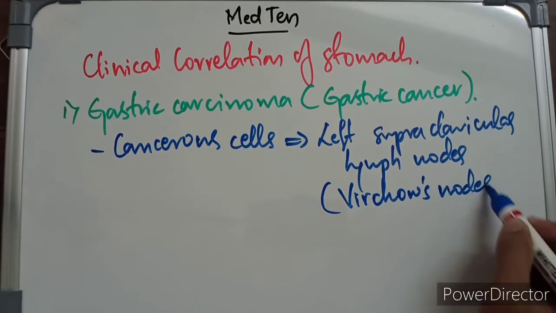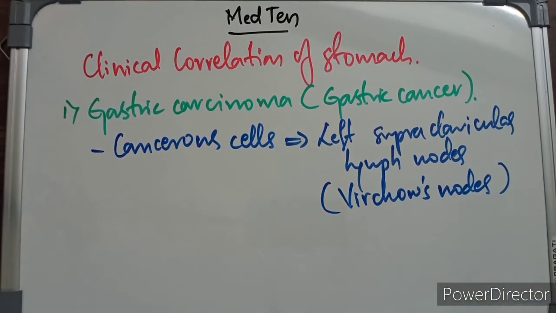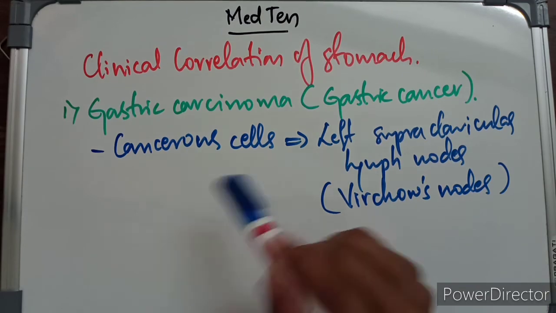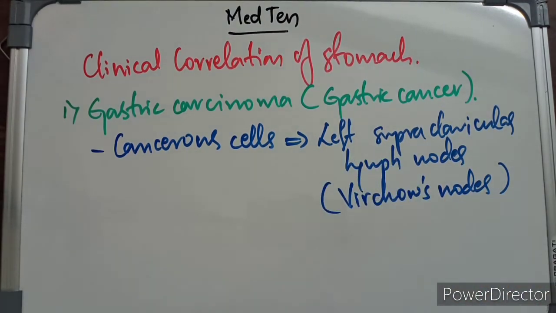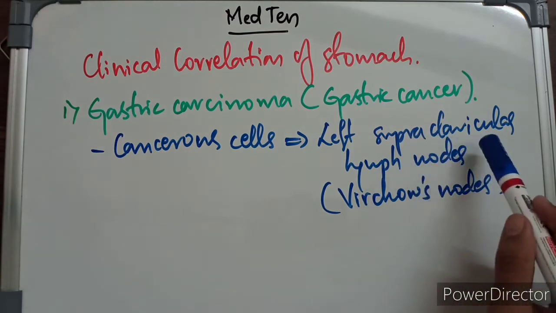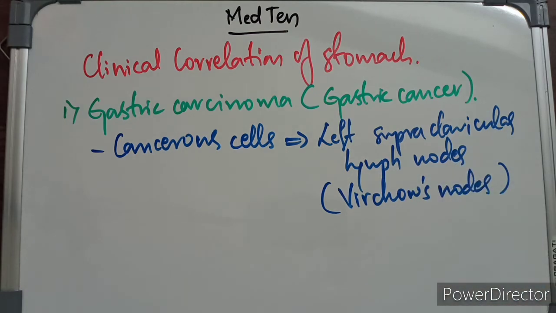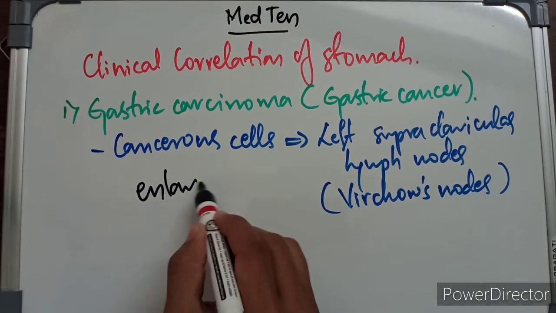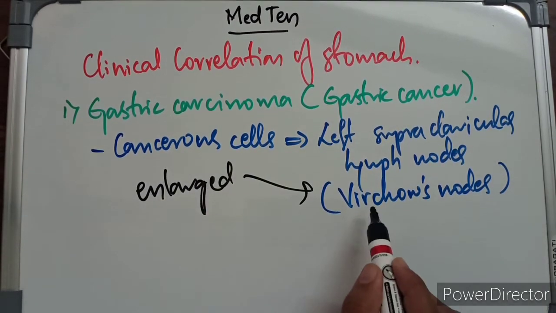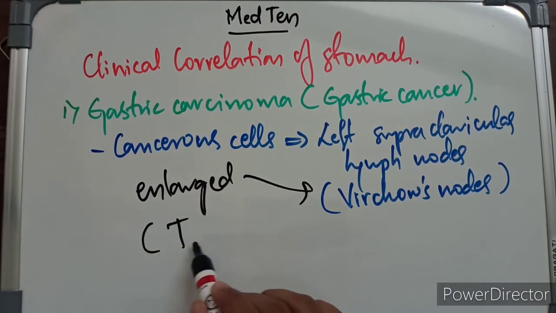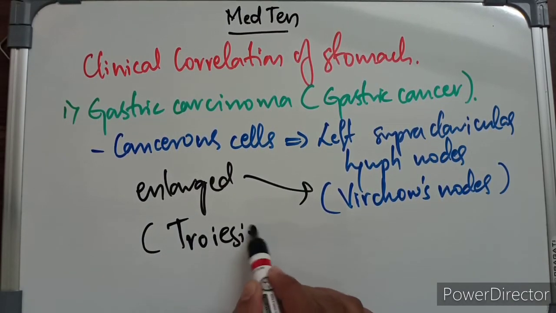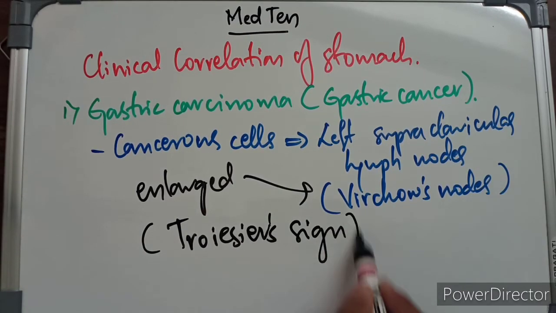Virchow's nodes. So, in gastric cancer, the cancerous cells formed in the pyloric antrum of the stomach travel through the lymph vessels to the celiac nodes and generally travel through the thoracic duct to the left supraclavicular lymph nodes. So, generally in people with gastric cancer, you tend to see enlarged Virchow's nodes. This indication is known as Troisier's sign. So, enlarged left supraclavicular lymph nodes, which are known as Virchow's nodes, will indicate gastric carcinoma.